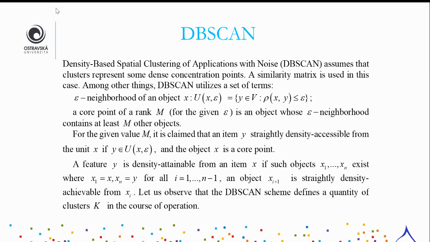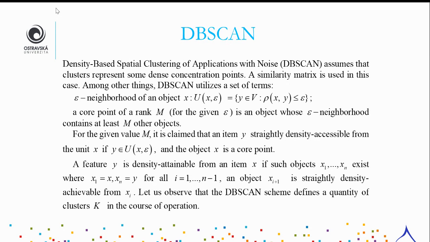Our second algorithm under comparison is DBSCAN. It's a quite popular method. It's a density-based algorithm that represents the dense concentration points. A similarity matrix is used in this case. So at this point, we define some neighborhood, and all the points that get inside of this neighborhood are considered to be the points of the same cluster.